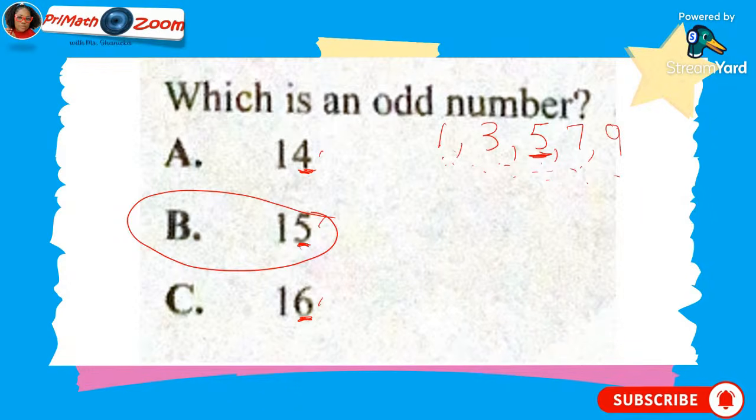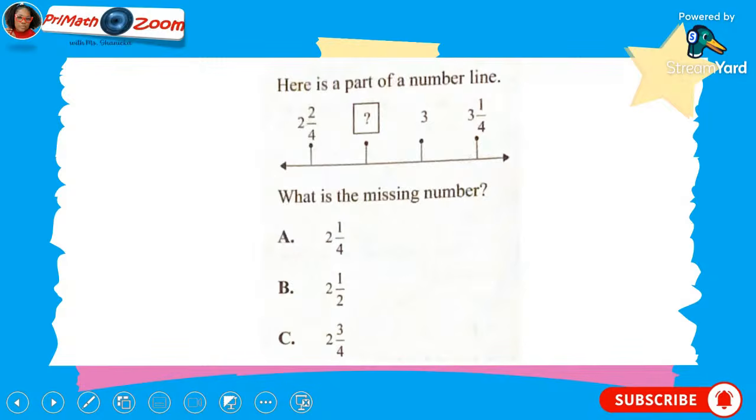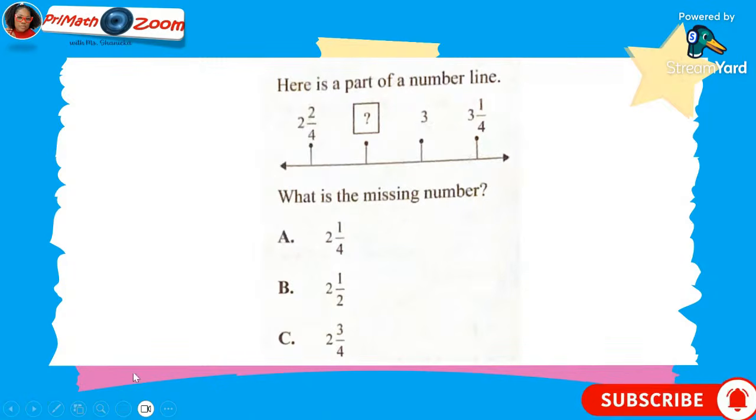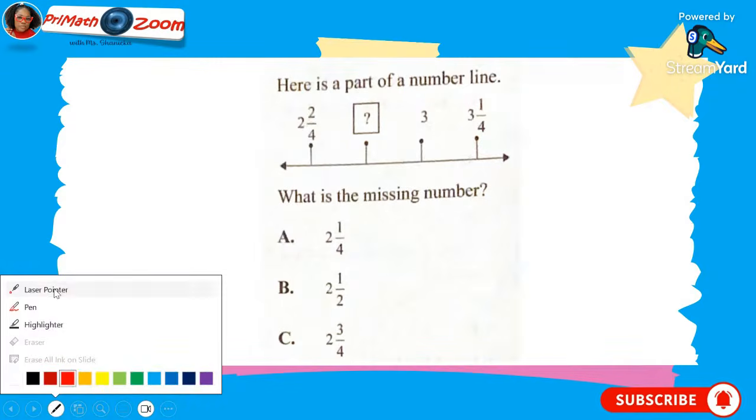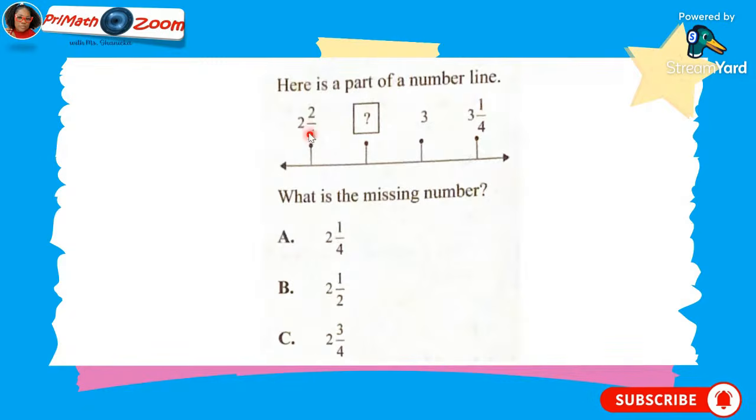Good job, guys. Here is a part of a number line. We have 2 and 2/4 here. We have an unknown here. We have 3 here. We have 3 and 1/4 here. The question says, what is the missing number?